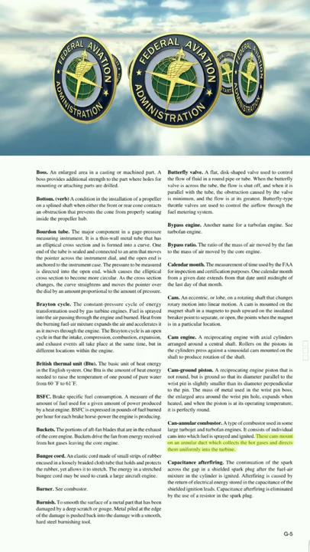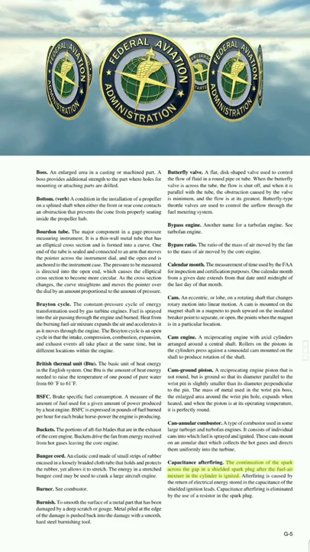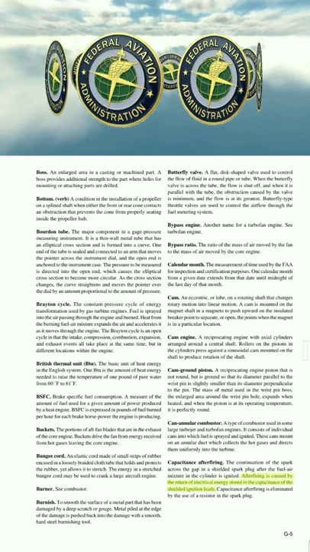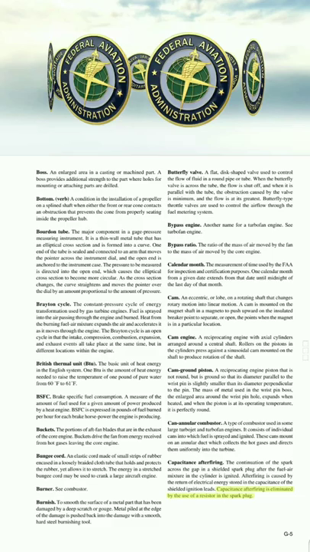Capacitance after firing, the continuation of the spark across the gap in a shielded spark plug after the fuel-air mixture in the cylinder is ignited. After firing is caused by the return of electrical energy stored in the capacitance of the shielded ignition leads. Capacitance after firing is eliminated by the use of a resistor in the spark plug.